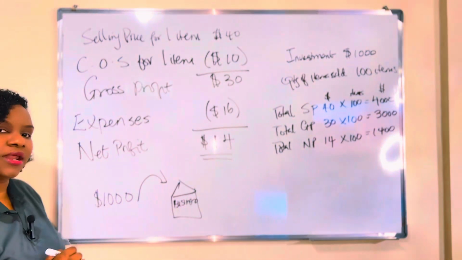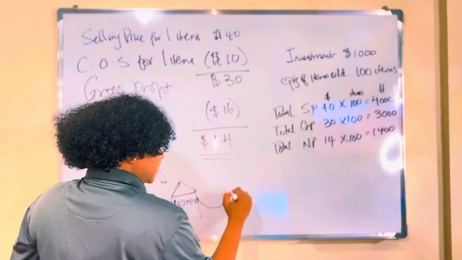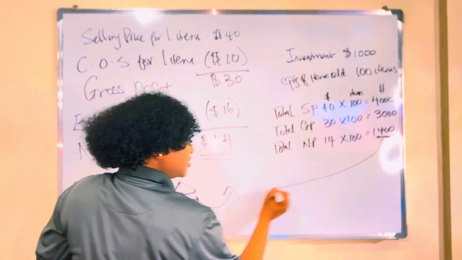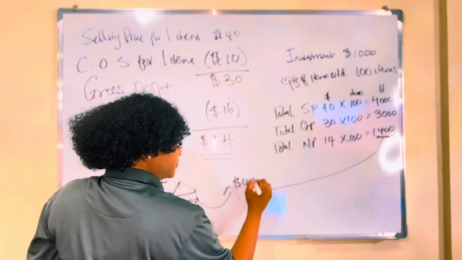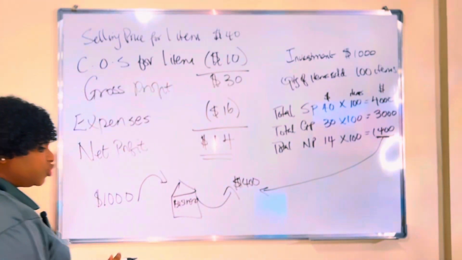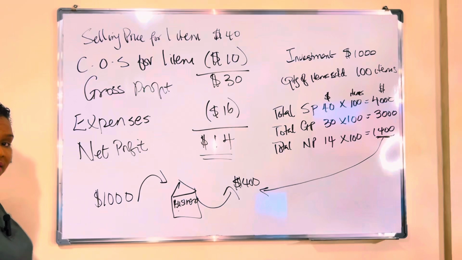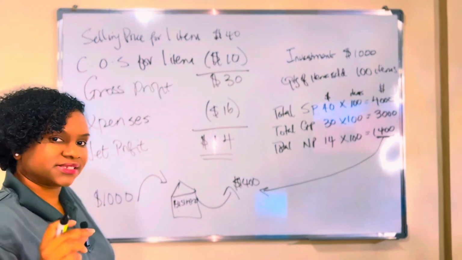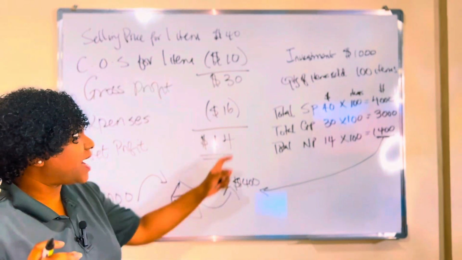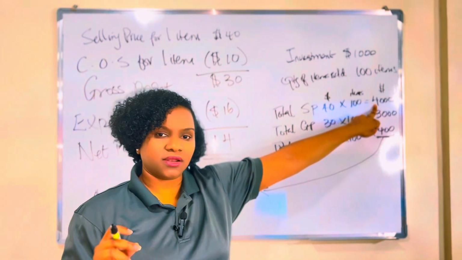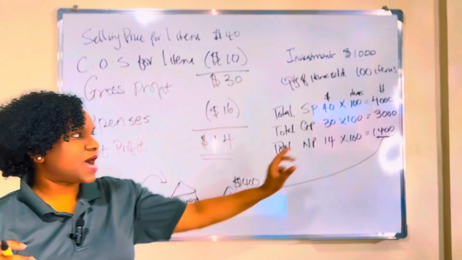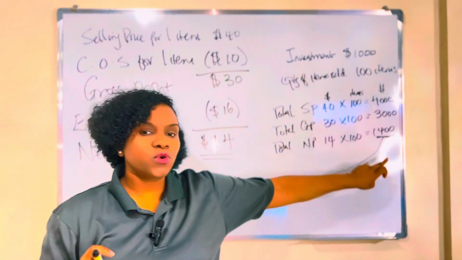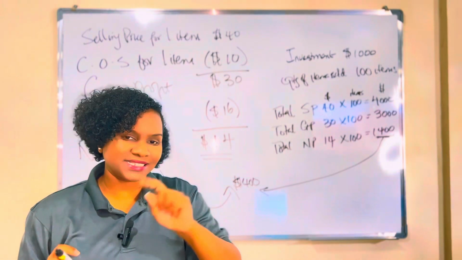And how much did you get out? The business gave you back how much on that? $1,400. So you put in $1,000 and you got back out $1,400. You did not get back out $4,000. You did not get back out $3,000. You got back out $1,400 on that investment.